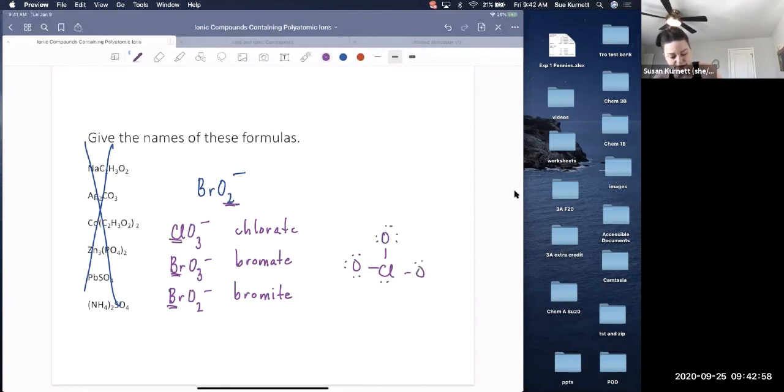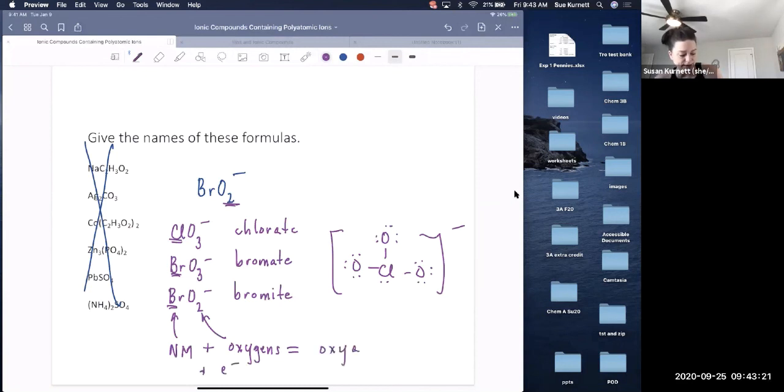It's called a Lewis structure. And so that covalent chunk of charge is an -ate. Whenever we have a nonmetal with oxygens and extra electrons, that's going to make something called an oxyanion. And oxyanions end in -ite or -ate.